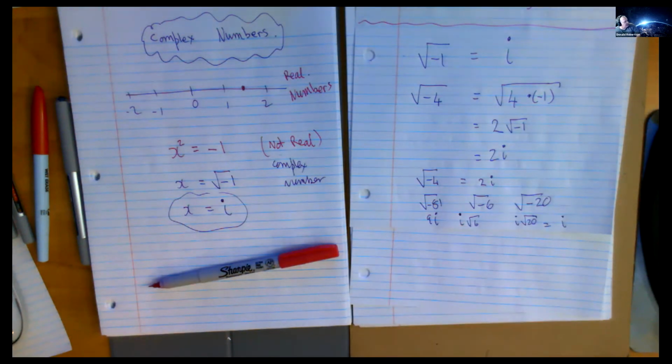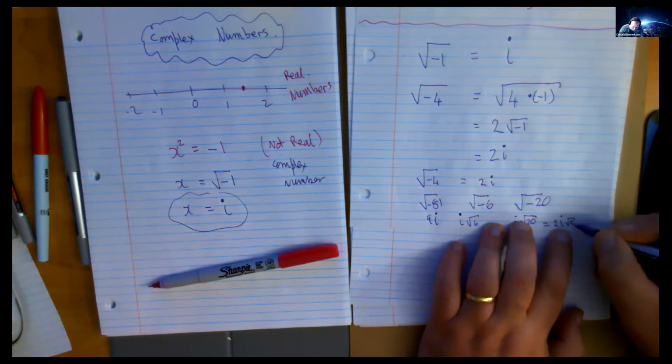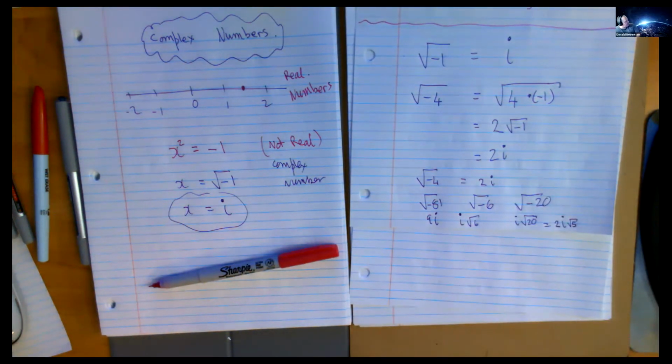Square root of 20. You may have to hit the spacebar because I can't hear you. 2 square root of 5. Right, and you put the 2 at the front and the square root of 5. Does it kind of make sense that the number 2 should go first, then the i, and then finish with the square root? It has a kind of shape to it that most textbooks will agree with.